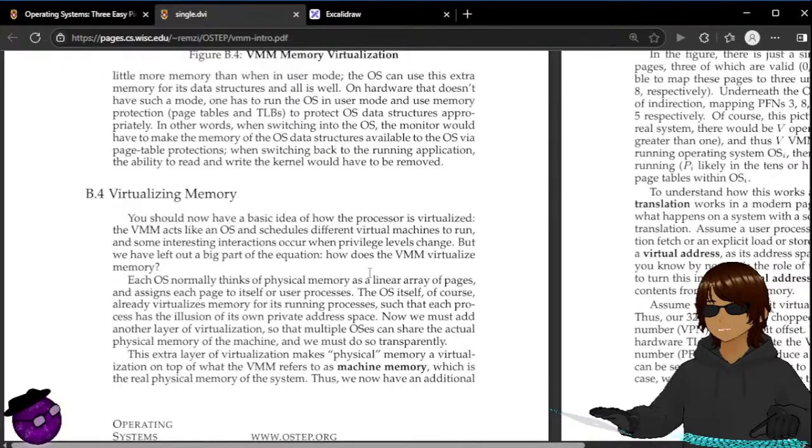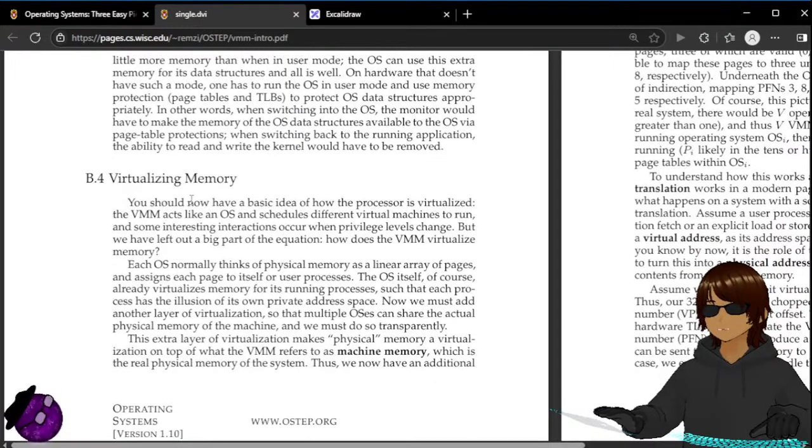Okay, let's read what this is. Virtualizing memory. You should now have a basic idea of how the processor is virtualized. The VMM acts like an OS and schedules different virtual machines to run. Some interesting interactions occur when a privilege level changes. But we have left out a big part of the equation: how does the VMM virtualize memory?